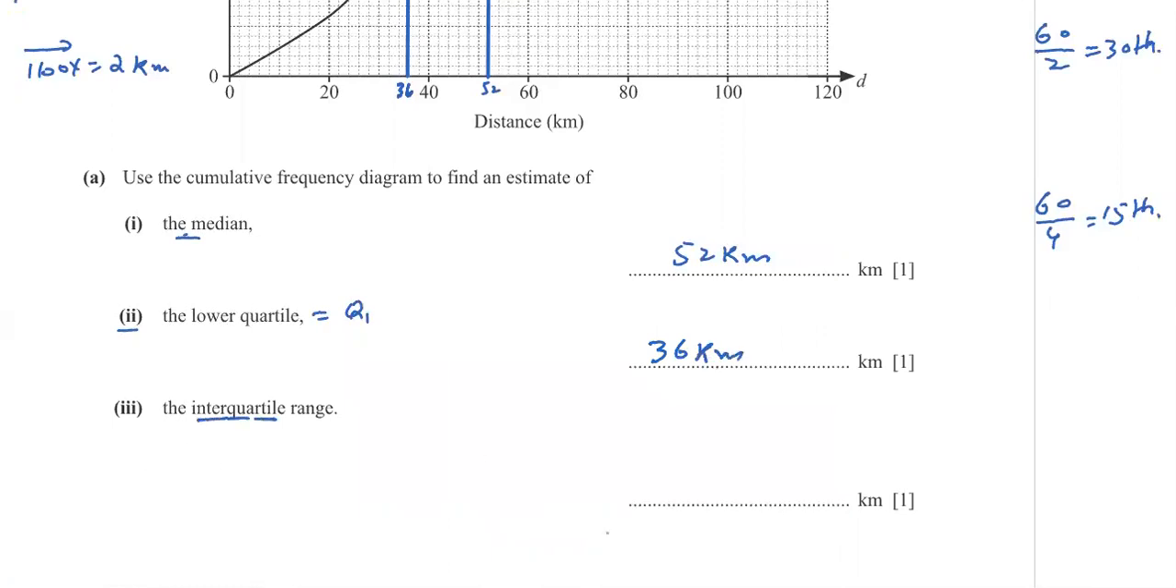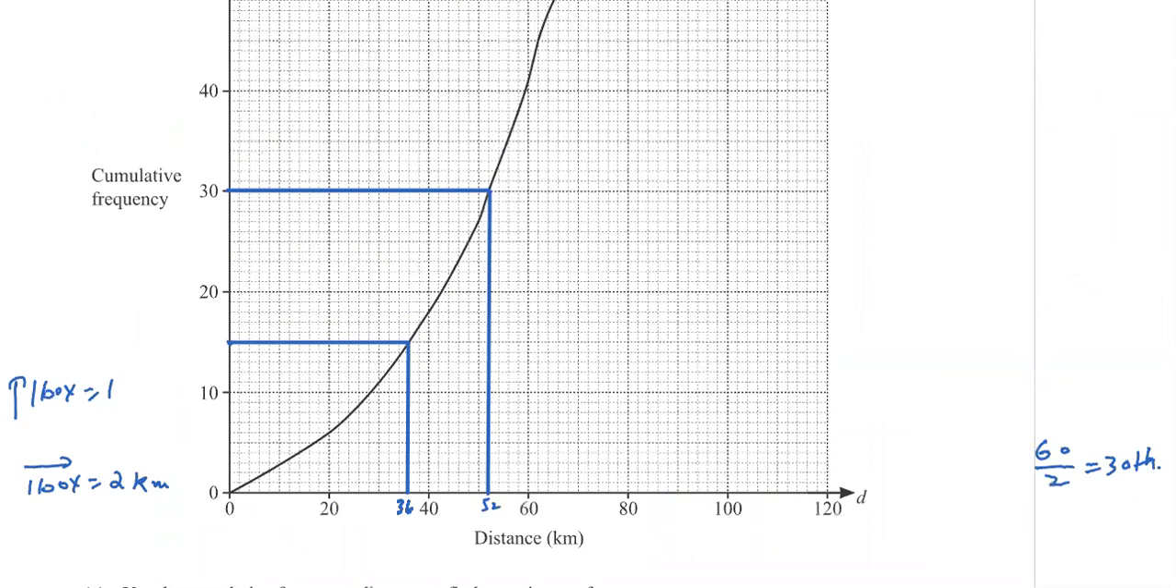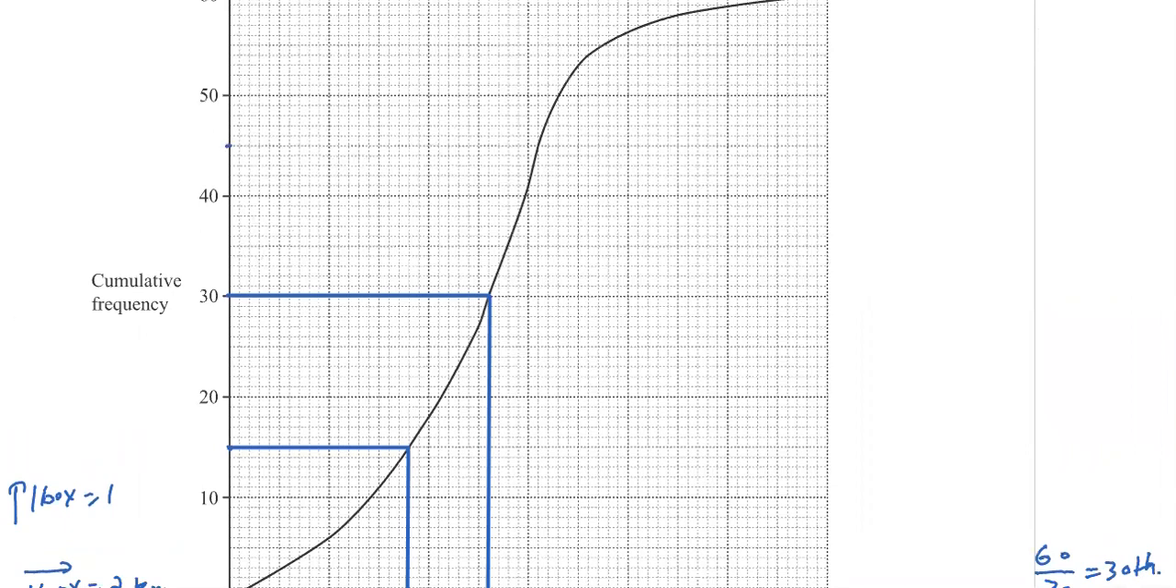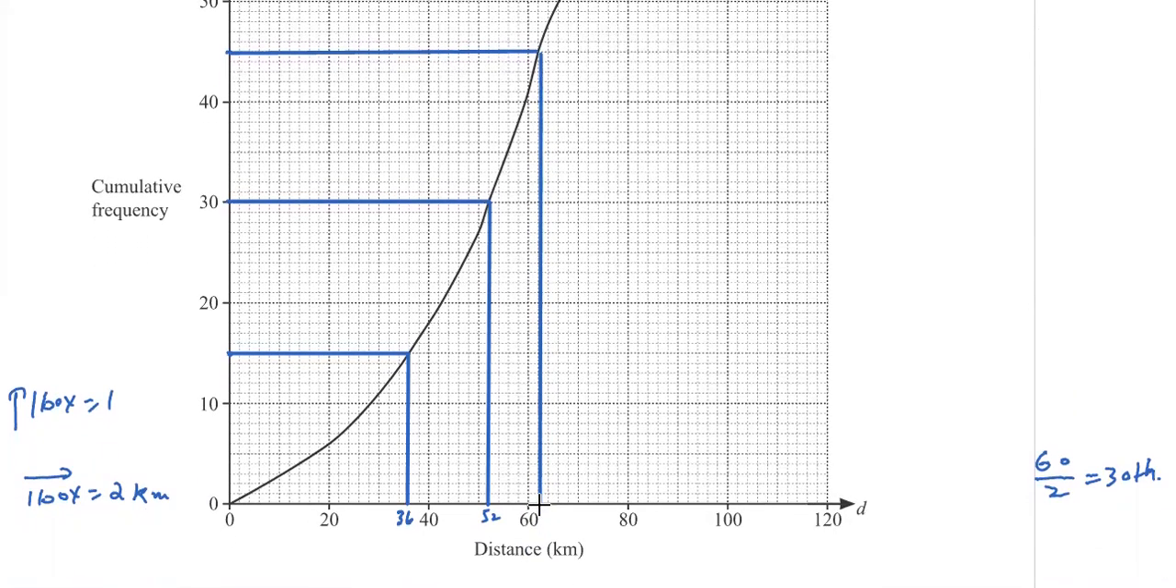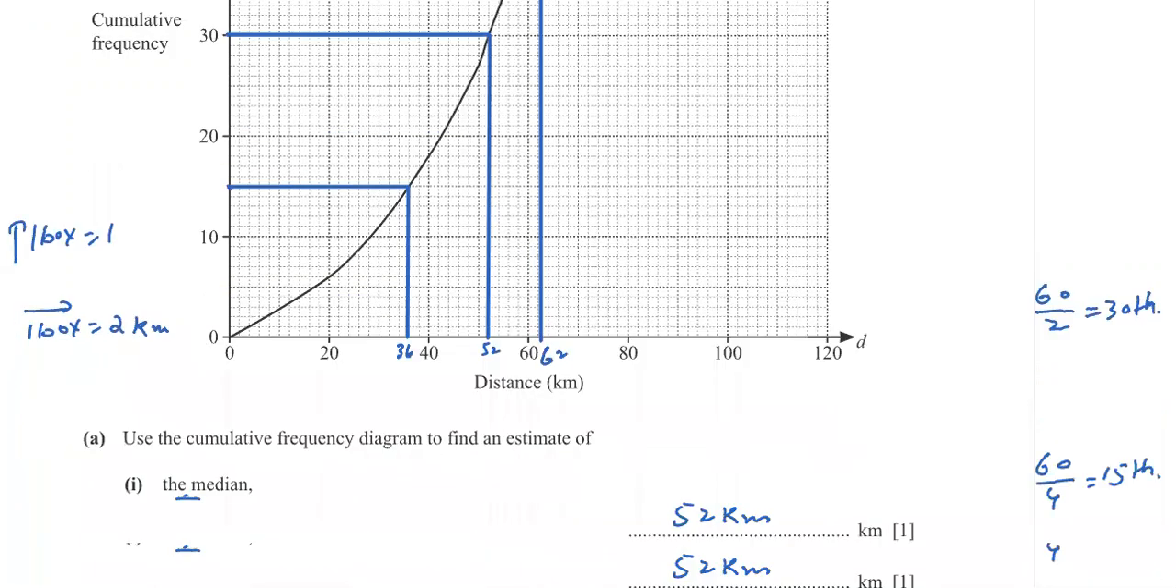And then we need to find the interquartile range, IQR, which is Q3 minus Q1. So I need to find Q3 also. Q3 is 3/4 of the total frequency, which if I calculate is 45. So from the cumulative frequency curve, where is 45? This is 45. Draw the line. So this one is 62. So 62 kilometers is Q3.